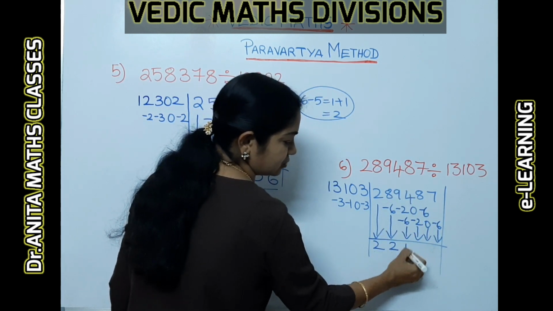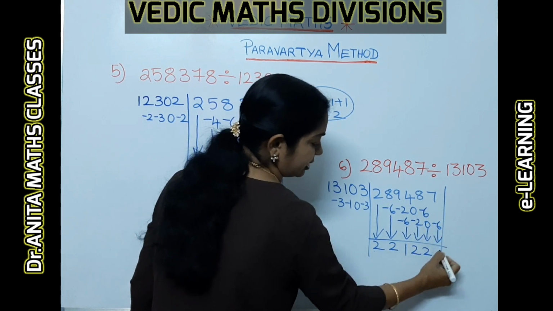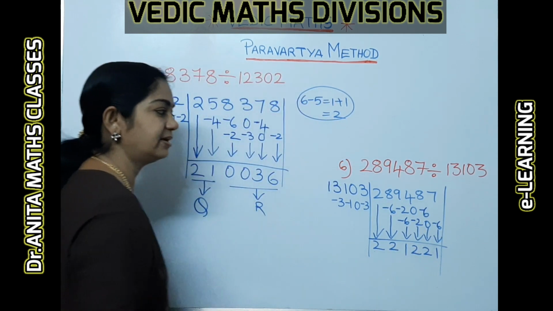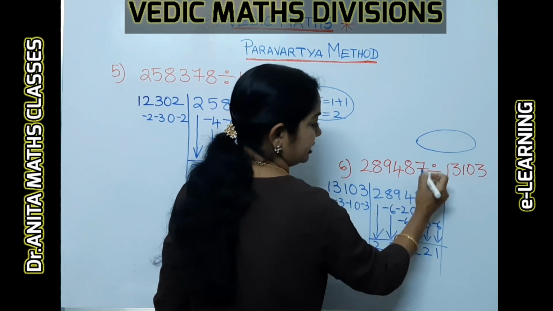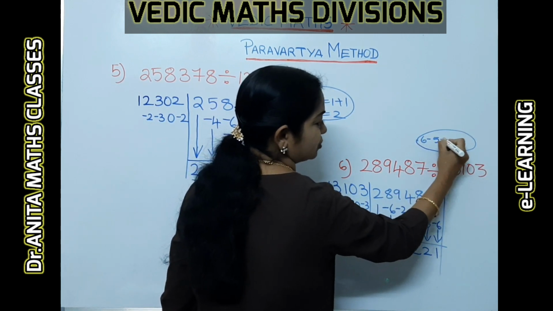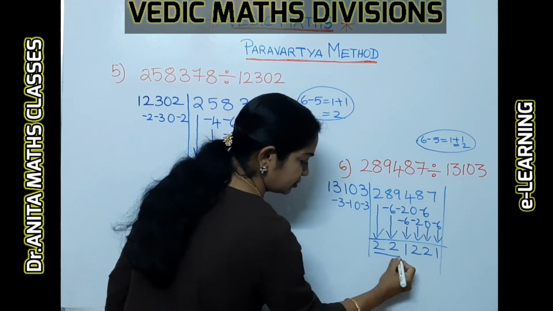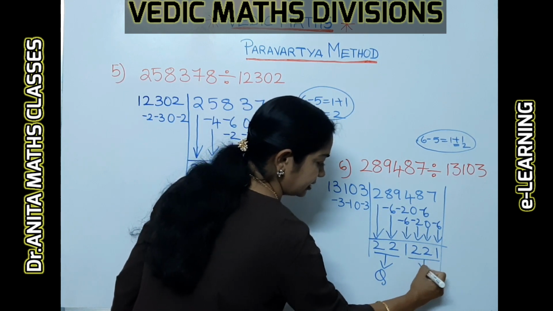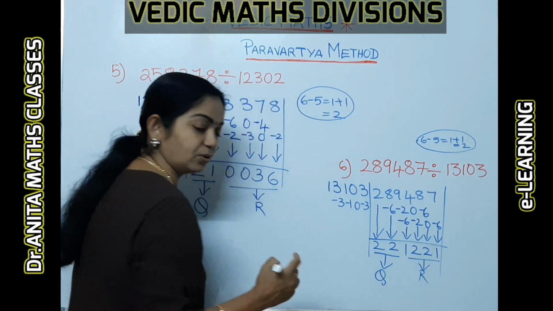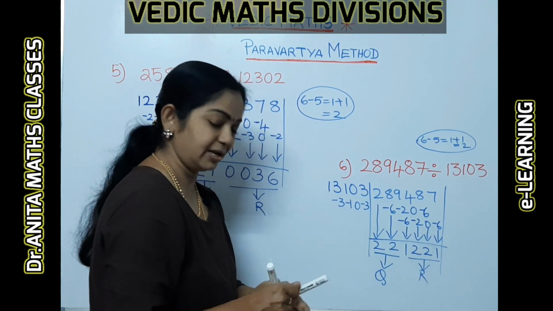9 minus 8 is 1. 4 minus 2 is 2. 8 minus 6 is 2. 7 minus 6 is 1. Now the same thing. 6 digits here. 6 minus 5 is 1, plus 1, that comes to 2. So the first two numbers only are our quotient. The rest of the numbers are the remainder. So the quotient is 22. The remainder is 1221. Right.